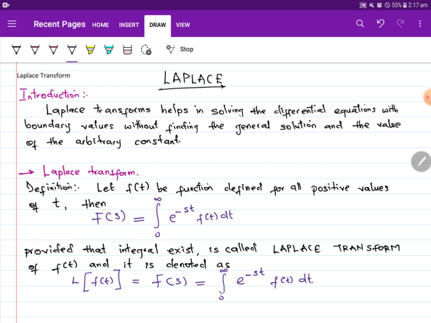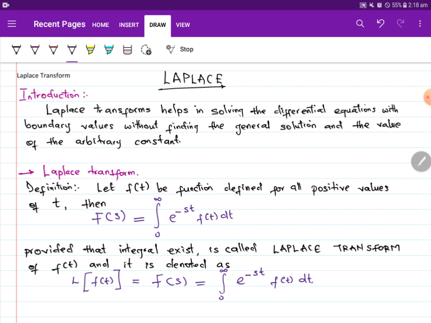Here we'll be looking at Laplace transformation and Laplace transformation introduction. Laplace transformation helps in solving differential equations with boundary values without finding the general solution and the value of the arbitrary constant. Sure you get. And when we say Laplace transform, what is the definition?